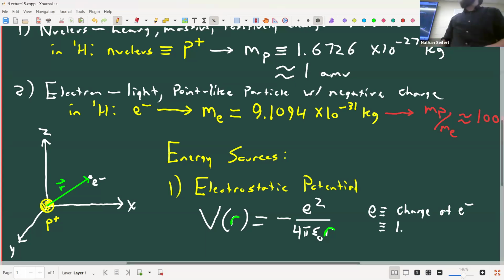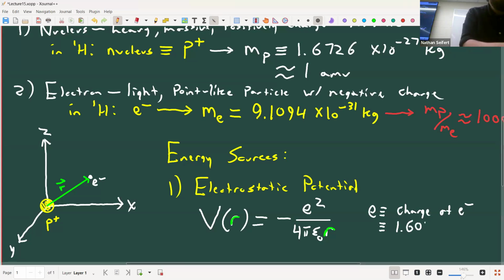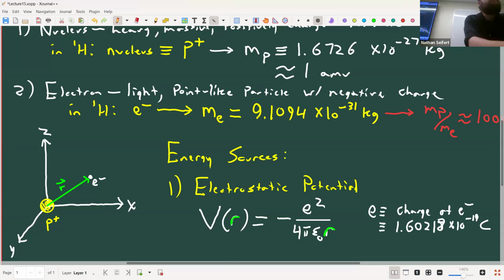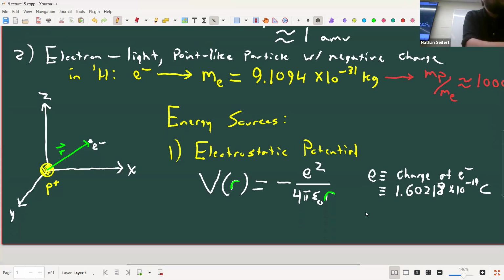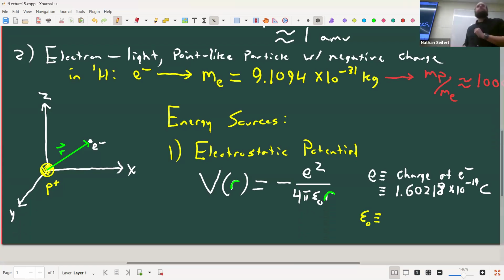If you remember electrochemistry, there's this thing called the Faraday constant. That's the molar version of this number. The Faraday constant is the amount of charge contained in 1 mole of electrons. And so e is just the charge of a single electron. It's 1.60818 times 10 to the minus 19 coulombs. And epsilon naught is a number you've maybe never seen before, but it's an important number.